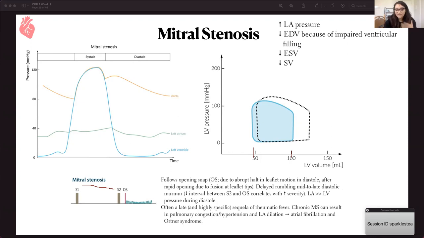And so you're going to increase that left atrial pressure, because I have all of this blood that's backed up into the left atrium that can't really get into the left ventricle. And that's also going to give you that decreased end systolic volume. And then by decreasing all of these factors, you're getting a decreased stroke volume. So with your mitral stenosis, you're going to be looking for a delayed rumbling mid to late diastolic murmur. That's going to be your buzzwords for this one. And then this one can also be associated with rheumatic fever. So just be able to recognize which ones are associated with rheumatic fever and how that works.